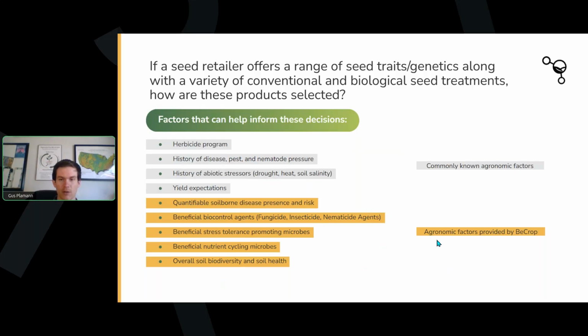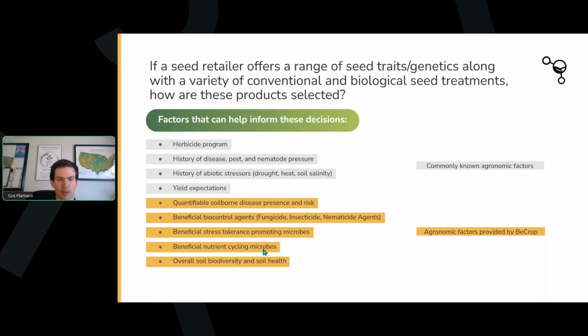And then highlighted here in gold are the agronomic factors that BeCrop can provide. So quantifiable, measurable soil-borne disease presence and risk, beneficial biocontrol agents, so you can determine the soil's natural ability to suppress fungal diseases, insects, and nematodes. Beneficial stress tolerance promoting microbes. So another metric that can layer in with the actual history of abiotic stressors. Do you have microbes there that are already helping the crop deal with those abiotic stressors, or is this something to prioritize with a seed treatment or specific trait of a seed?